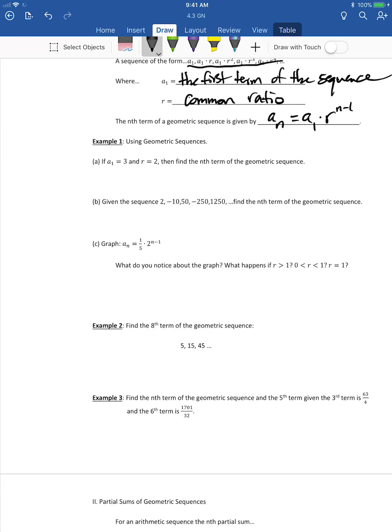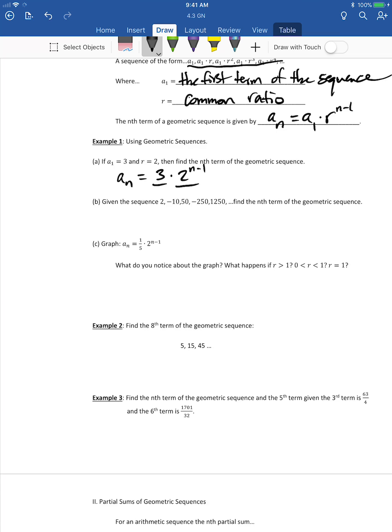So let's look at some examples. If a sub 1 equals 3 and r equals 2, then find the nth term of the geometric sequence. I'm plugging into the formula. A sub 1 is 3, r is 2, so a sub n is 3 times 2 to the n minus 1 power. I can't simplify that anymore. Despite some of your best attempts on our last unit test, you cannot multiply 3 and 2 together since you're raising 2 to a different power. Do not try. This is not 6 to the n minus 1 power. You are violating every rule of math that has ever been conceived. Please do not.